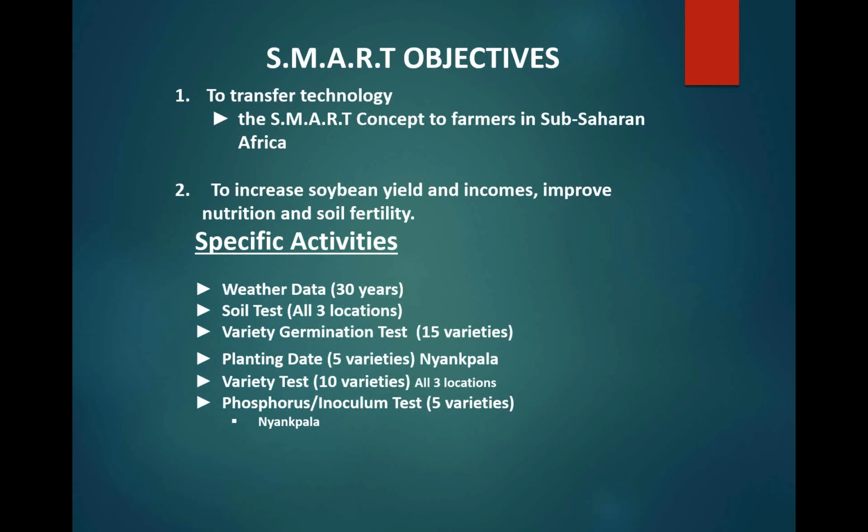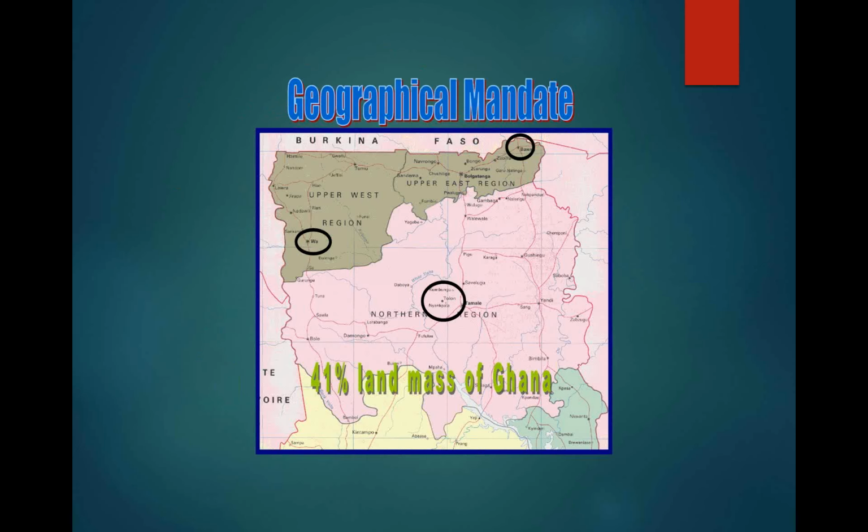We conducted 3 experiments, seed germination tests. We looked at 15 varieties, and then we had a planting date test with 5 varieties, and that was in Yankpala, in Tamale, and then we had a variety trial which was in 3 locations, Wa, Bawku, and then in Tamale. Bawku is 11 degrees north latitude, and then we also had a phosphorus inoculum test with 5 varieties.